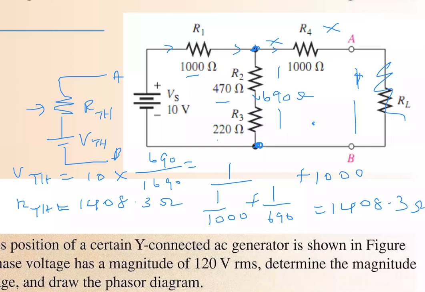Yeah, that's correct. Or maybe you can simply find the current, 10 divided by 1690, right? Then you get the current and multiply that current with the total resistance to find the AB voltage. Even that is fine. It's the same thing. Then you will get the same equation, right?